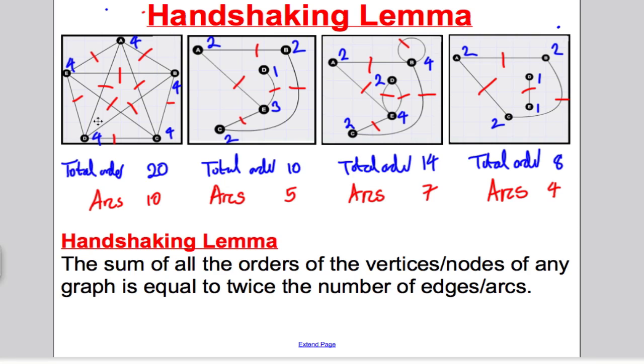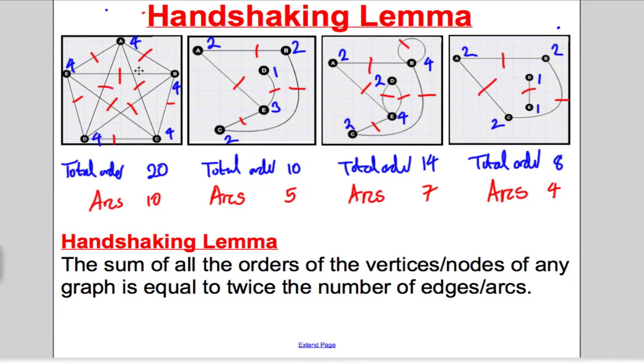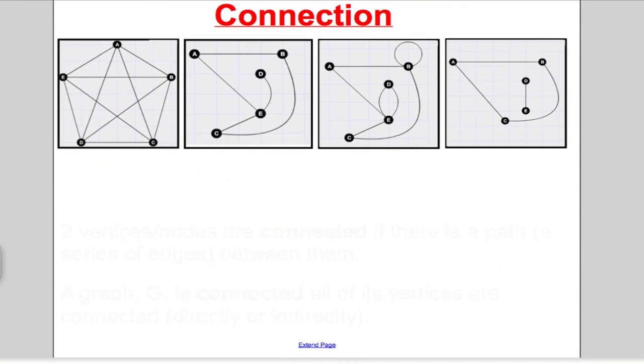So hence, the sum of all the orders is always equal to twice the number of arcs. Okay, let's talk about something else really important about graphs, and this is going to be very important for our later work. It's called connection, how graphs are connected. Now let's take a look at these various graphs here. Now, what is connection all about?